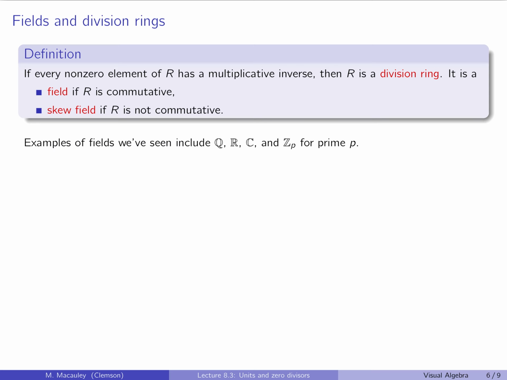Examples of fields that we've seen include the rationals, the reals, the complex numbers, and Z_p as long as p is prime. The Hamiltonians are, I think, the only example of a skew field that we have seen.